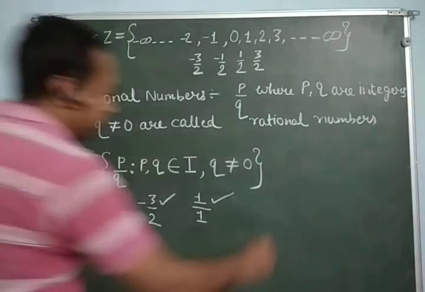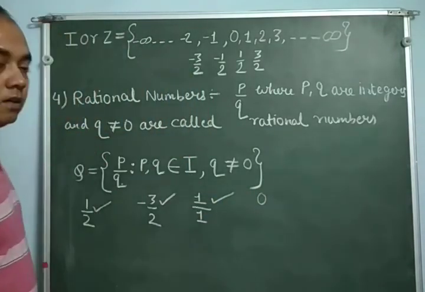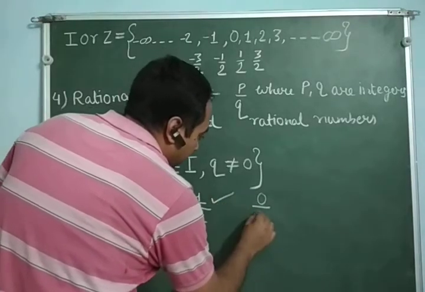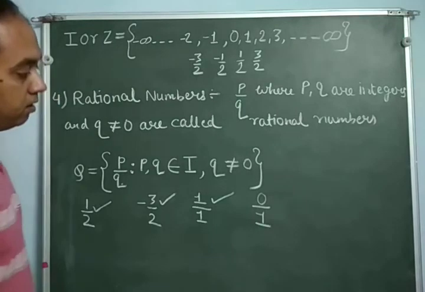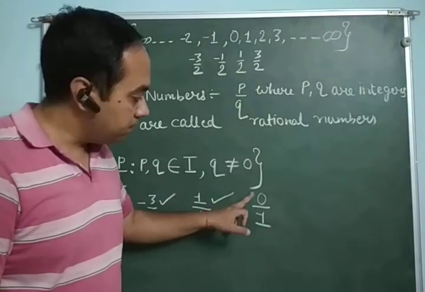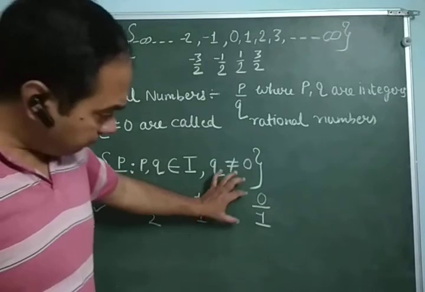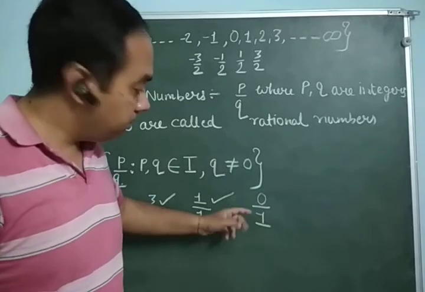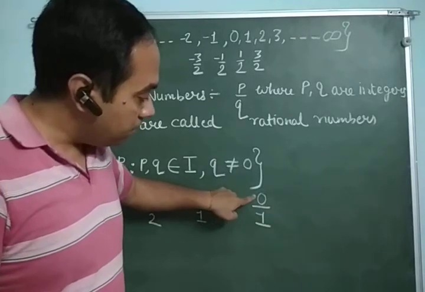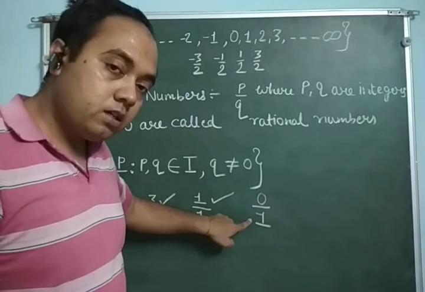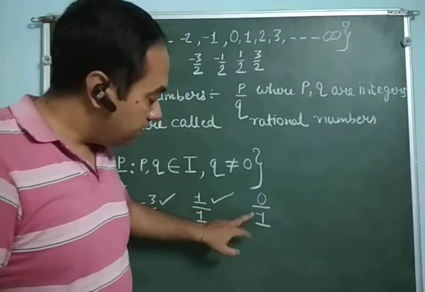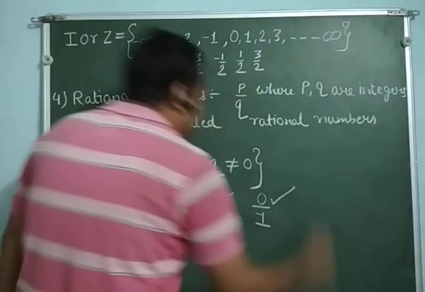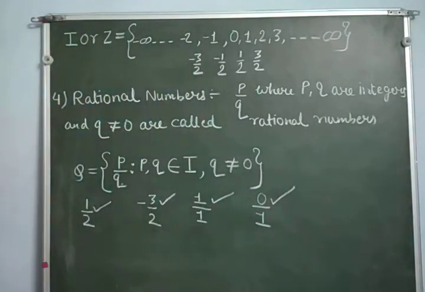Now one more example. Is 0 a rational number? Now see, what I am doing is placing 1 below the 0, and it makes no change. Now see, 0 upon 1. 0 is an integer as well as 1 is also an integer. Correct? And this Q is not equal to 0. So again we can say that this 0 is also a rational number.